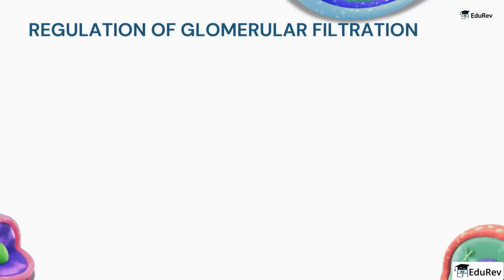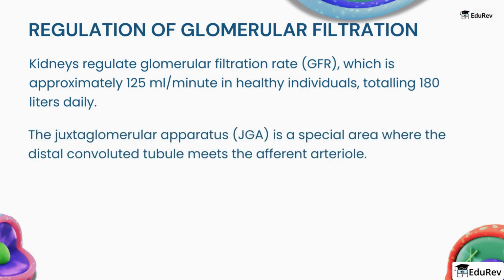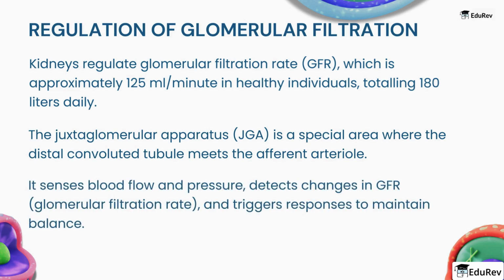In the regulation of glomerular filtration, healthy individuals have a glomerular filtration rate, GFR, of approximately 125 milliliters per minute, totaling 180 liters daily. The juxtaglomerular apparatus is a special area where the distal convoluted tubule meets the afferent arteriole. It senses blood flow and pressure, detects changes in GFR, and triggers responses to maintain balance.